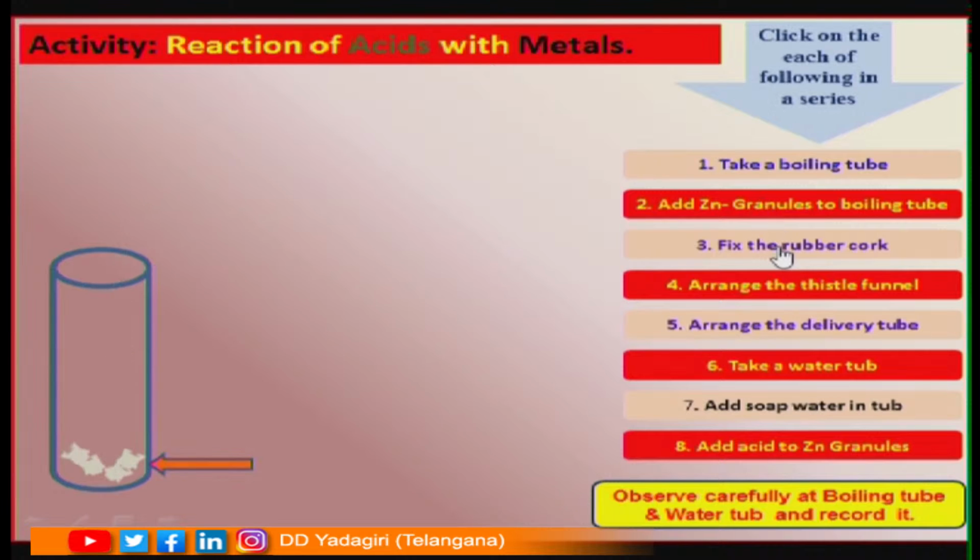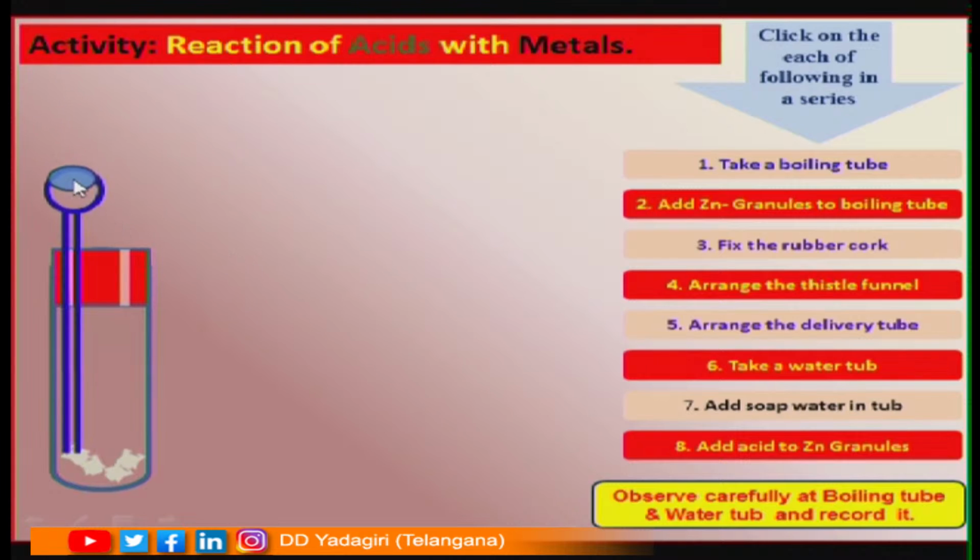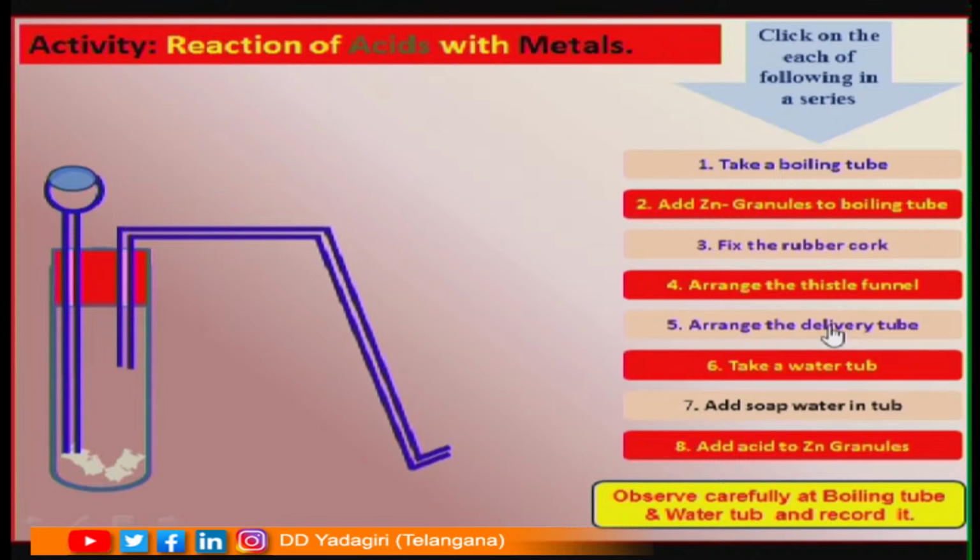Now, fix the rubber cork. A rubber cork is being fitted with 2 holes. One is for the delivery tube, another one is for the thistle funnel. Next, fix the thistle funnel. Now, the funnel will have an opening here. Next, arrange the delivery tube. Now, a delivery tube is coming out.